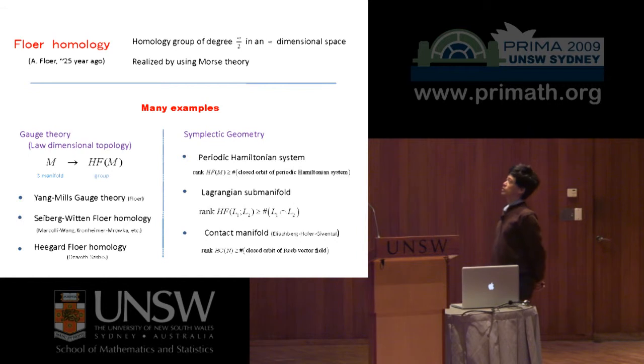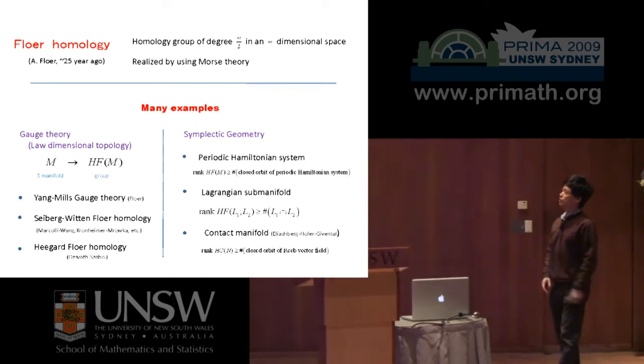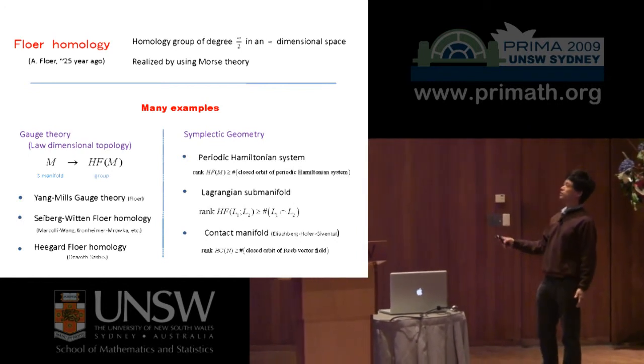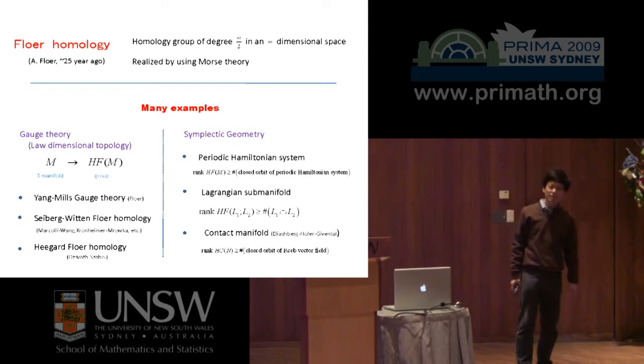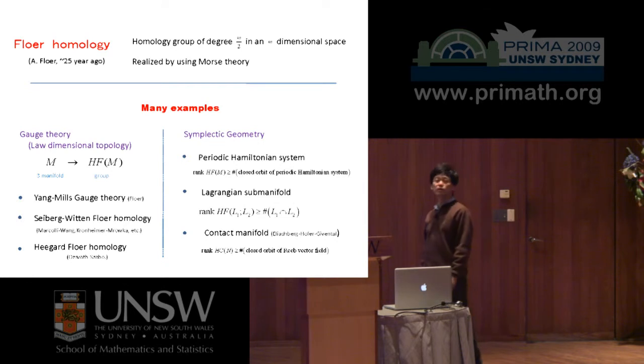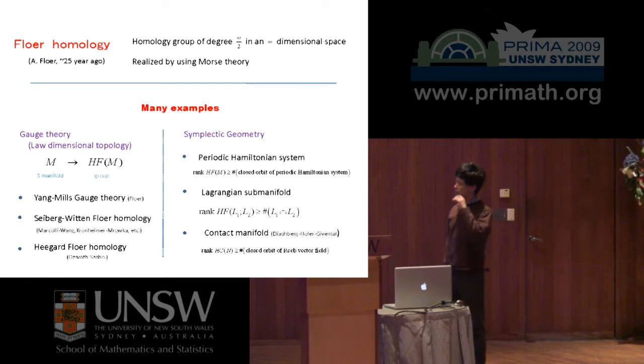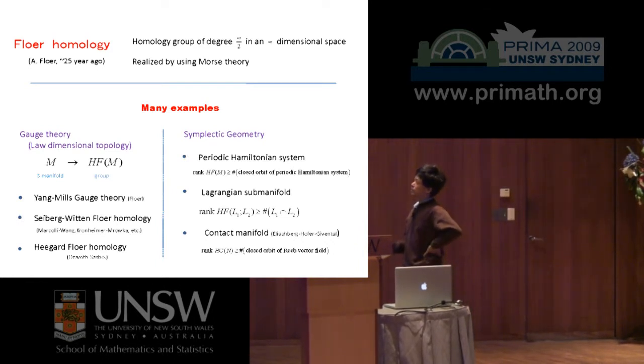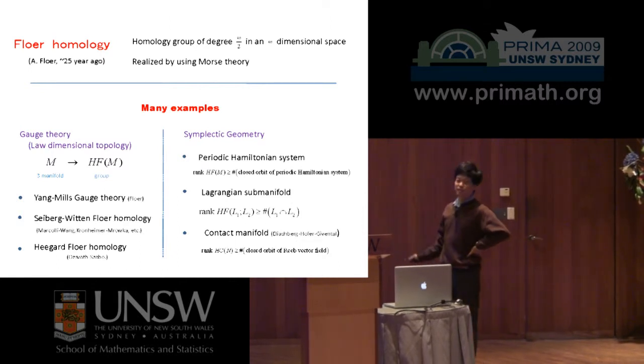Floer homology is a subject invented by Andreas Floer something like 25 years ago. It is, in general, a kind of homology theory of degree half infinity on infinite dimensional spaces. So far, in all cases people use Morse theory on infinite dimensional spaces to realize Floer theory. There are many examples of Floer theory. I can count at least 6 here.